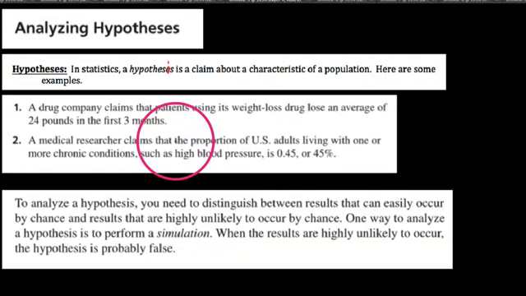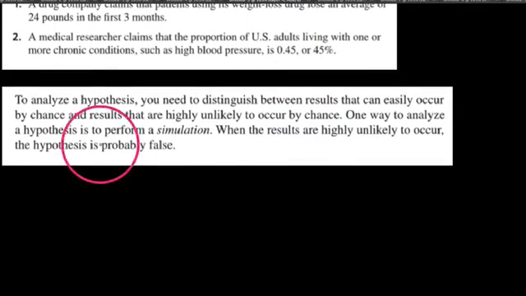And so in this video, what we're going to be doing is looking at what a hypothesis is, which is this claim about an entire population, but also how to either reject your claim or maybe accept your claim based upon experimental results. To analyze a hypothesis, we need to distinguish between results that can easily occur by chance and results that are highly unlikely to occur by chance.